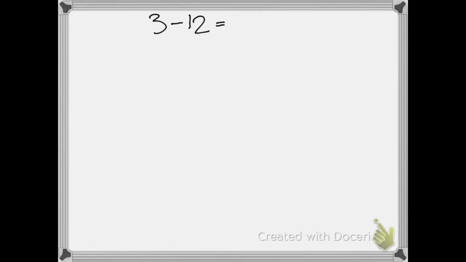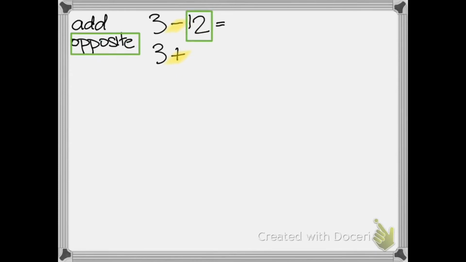This example says 3 minus 12. So first we need to change this into addition. So instead of subtraction, we're going to be adding. And then the next step to change this into an addition problem is we need to make sure we're adding the opposite. So we need to find the opposite of 12, which is negative 12. So here's my new problem: 3 plus negative 12.